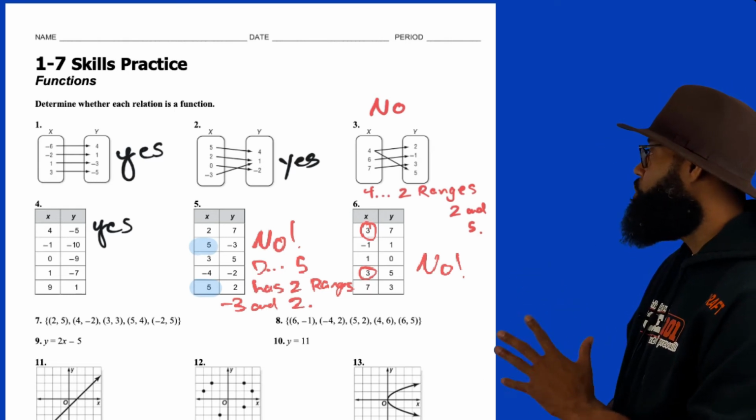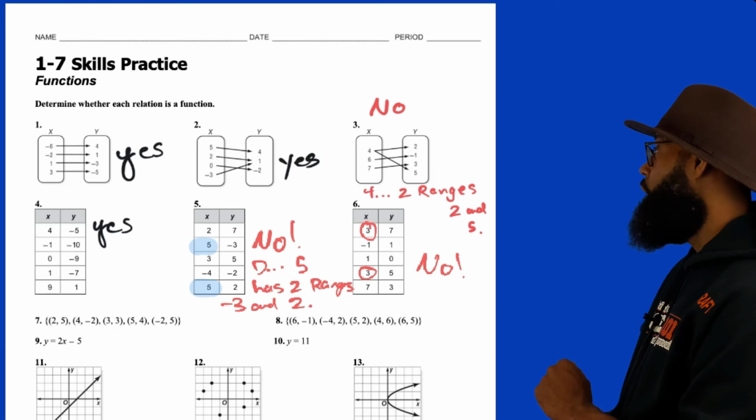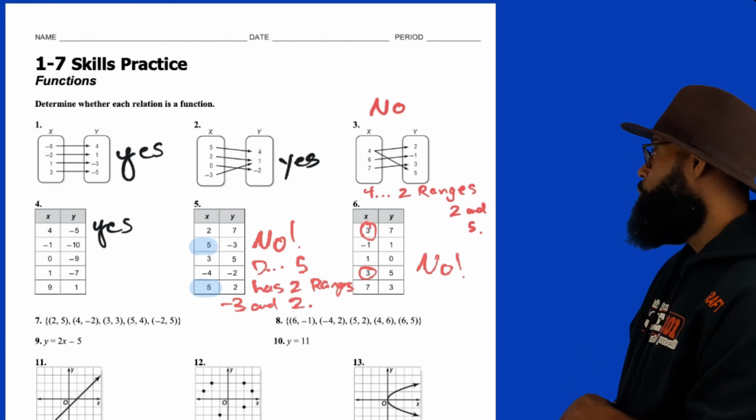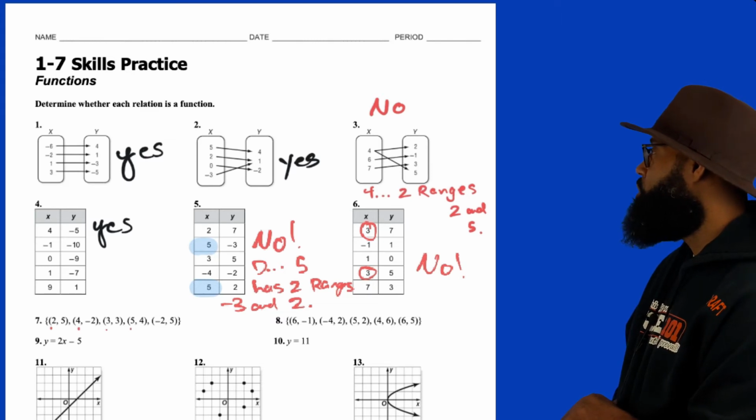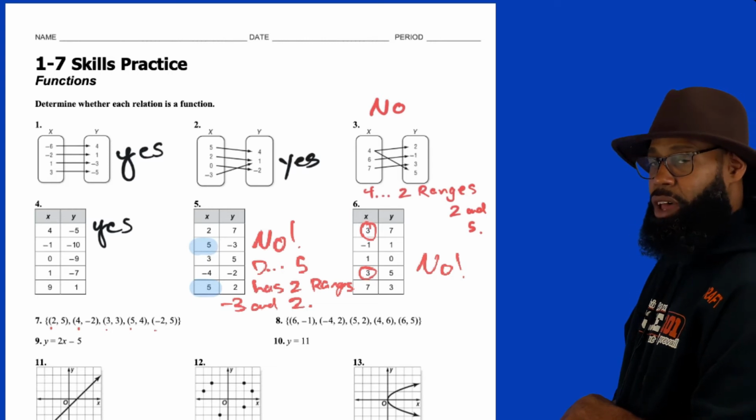All right? So same thing for 6. It's a no, and it's because of the doubles again. With the domain 3, I have 2 ranges, 7 and 5. So when I'm seeing them listed as such, I kind of understand.